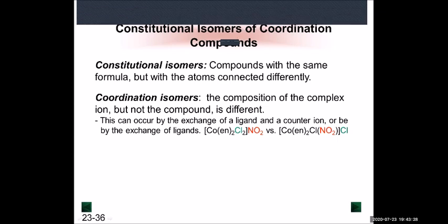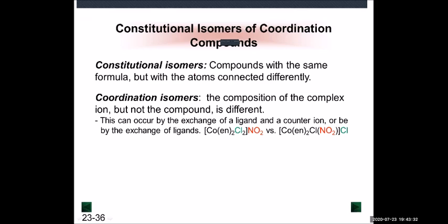Constitutional isomers. Since the coordination complex has multiple ligands, the geometrical relationship between those ligands causes isomers, which means different compounds, even though they have the same ligands.